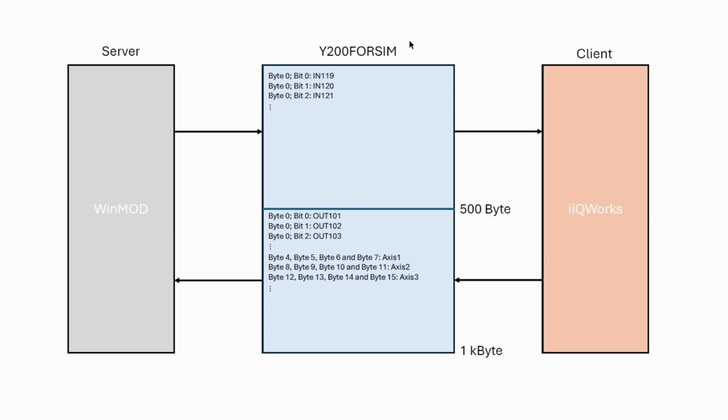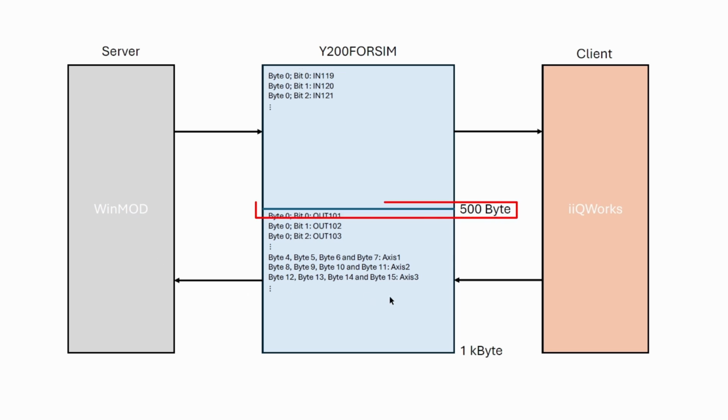On the server side, we've already defined the memory. Let's take a look at the structure with this scheme. We've created a shared memory block named Y200 for Sim with a total size of 1 kilobyte. This block is split into 2 sections. The first section is where WinMOD writes data and iiQWorks reads it. This includes inputs like digital signals, starting in the first section with byte 0 and bit 0 for input 119, then byte 0 and bit 1 for input 120, and so on.